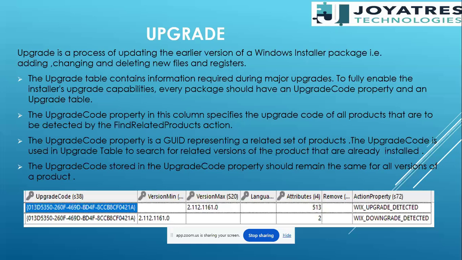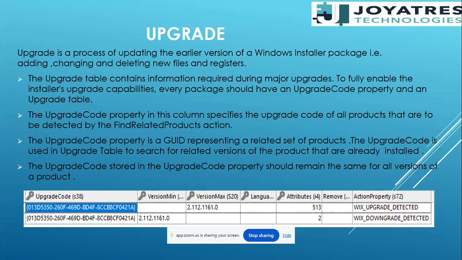Now, the upgrade table contains information required during major upgrades to fully enable the installer upgrade capabilities. Every package should have an upgrade code property and an upgrade table. So, this is a section of an upgrade table wherein you are going to upgrade your application from the older version to the newer version. If you see the screenshot, this is a section of the upgrade table.